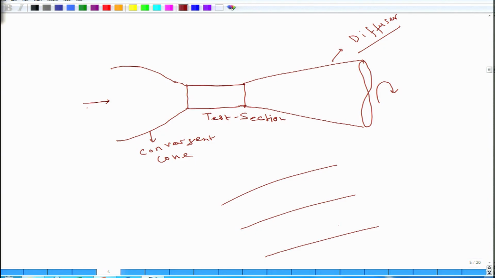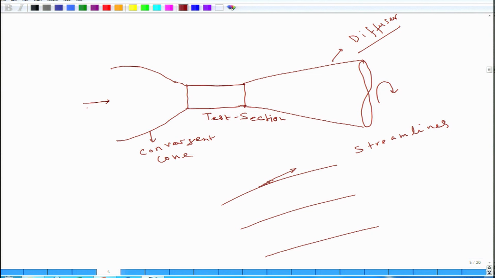I am claiming that these are my streamlines. What is a streamline? A streamline is that imaginary line on which, everywhere, the velocity of the flow field is always tangential to these streamlines. These are imaginary in nature, that is, they are not present, but we assume they are there.